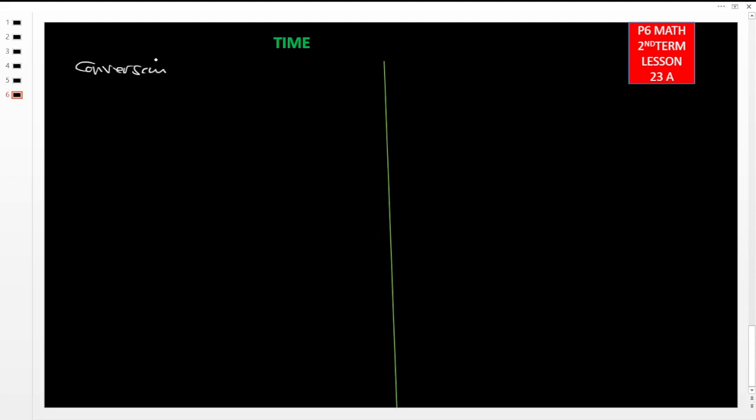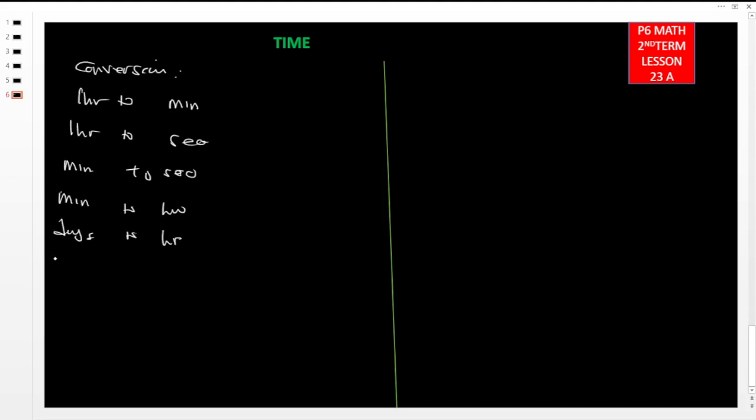Under these conversions we are going to convert from hours to minutes. Then we can also convert hours to seconds. Then we can change minutes to seconds, and again we can take minutes to hours. We can convert days to hours, then days to minutes, then days to seconds, seconds to days, and so on and so forth. So let us get started.